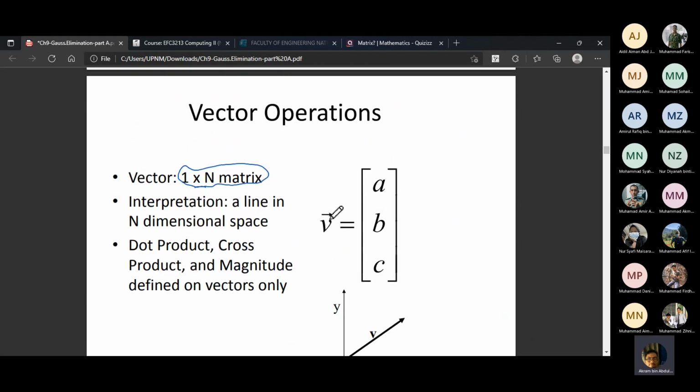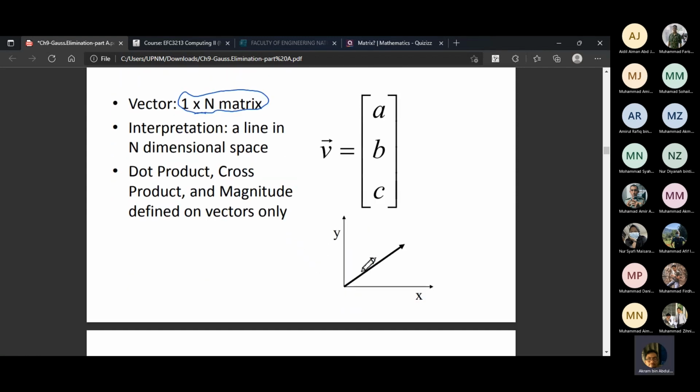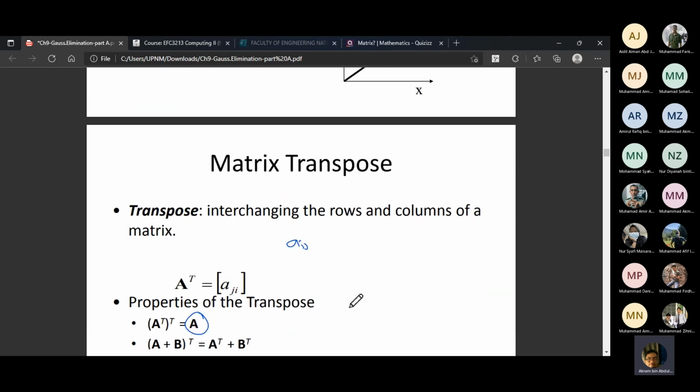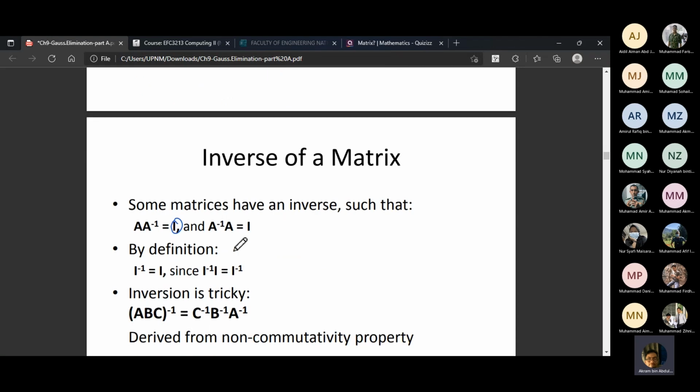Okay, kita ada juga apa dipanggil sebagai vector matrix. Yang mana vector matrix ni dia ada arah selain dari magnitude, dia ada arah ditunjukkan ke mana titik tersebut. Kita ada juga matrix transpose, iaitu matrix transpose kita tukar row dengan kolom untuk matrix. And there are several properties of matrix transpose.